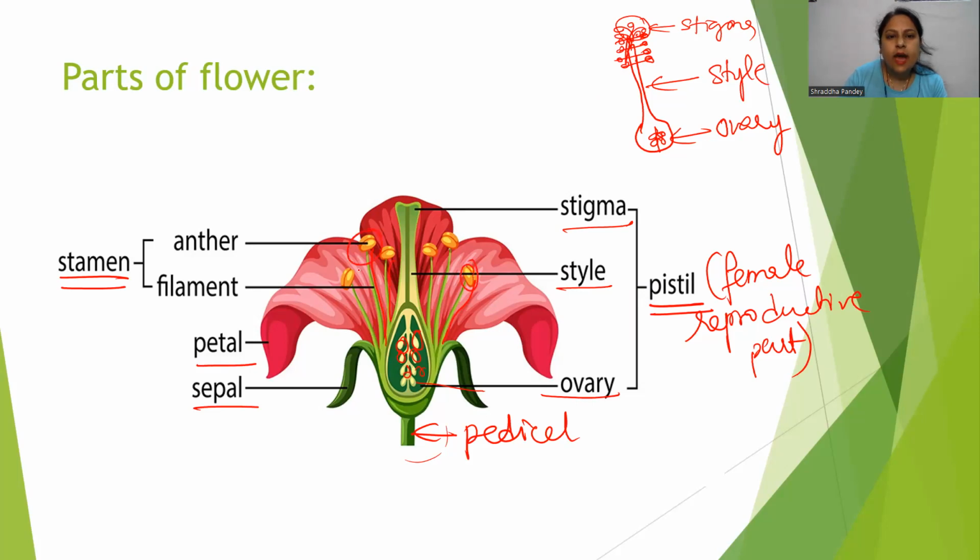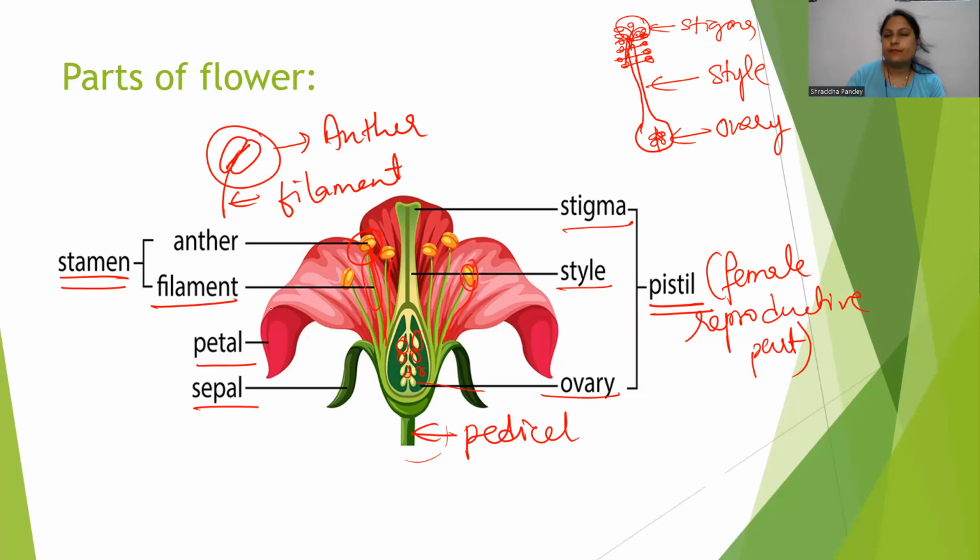The stamen has the anther and the filament. The stalk is called the filament, and this upper lobe structure, can you see, is the anther. This is the filament. The anther produces the male gametes, that is pollen grains, which land on the stigma, and hence pollination takes place. So the stamen is the male reproductive part of the flower.